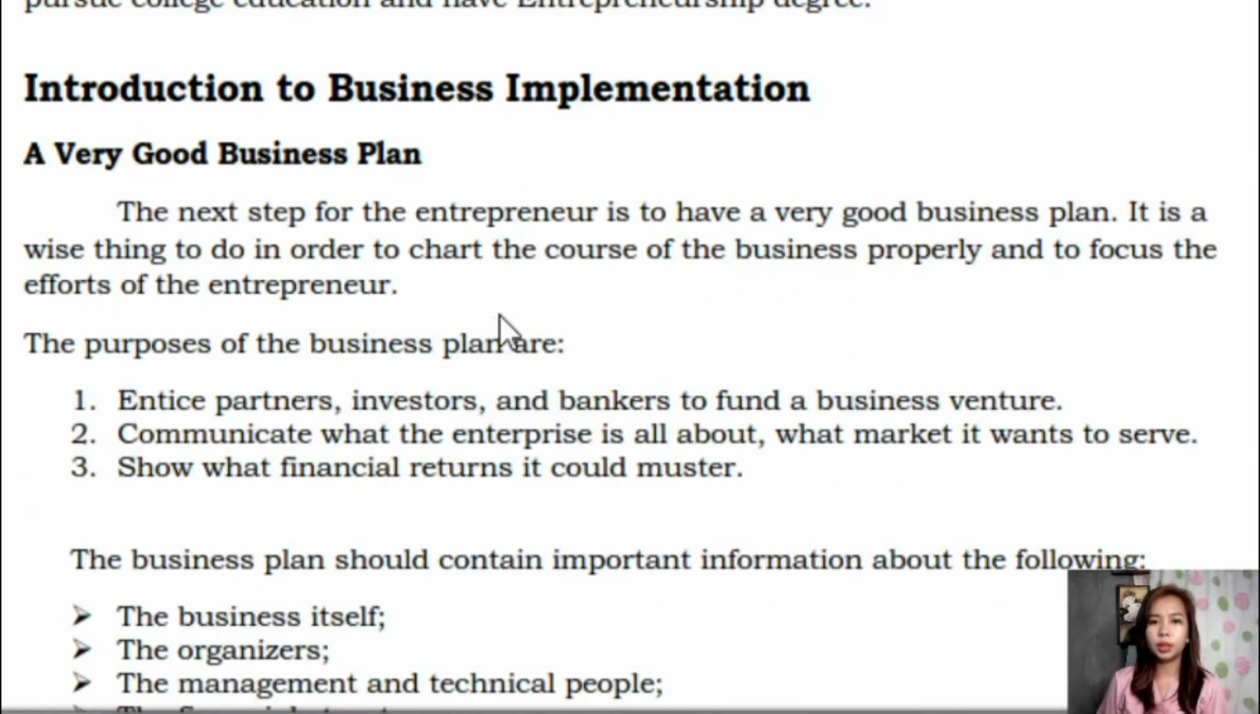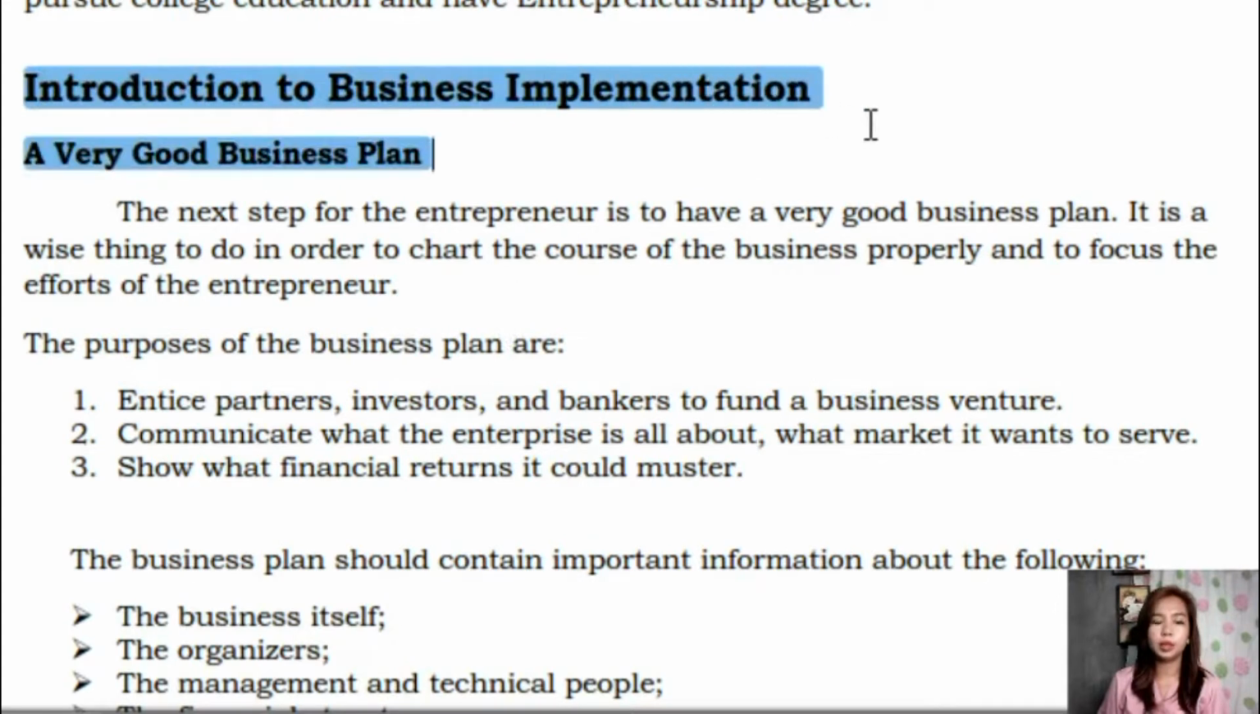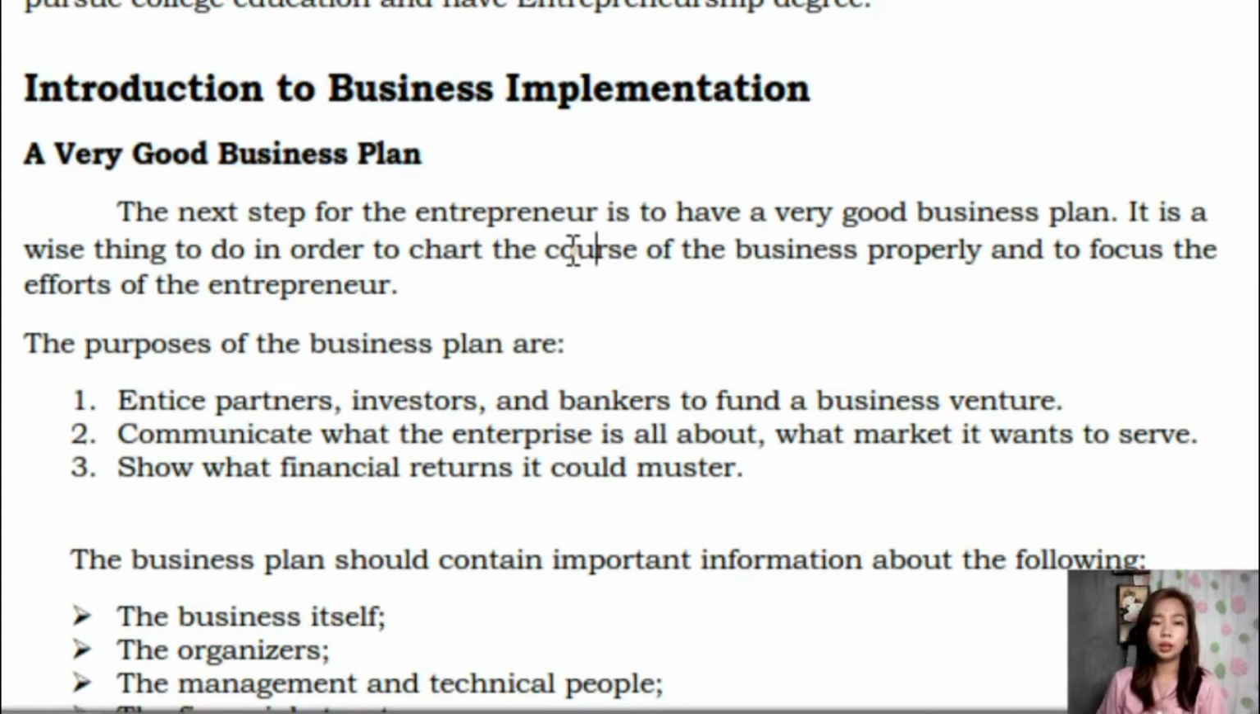Now let's go to the introduction to business implementation and a very good business plan. Last quarter, you submitted to me your business plan per group. Based on what I checked, I saw the effort of each member of every group. I would like to commend everyone because your output was good. Even with your difficult situation, I saw the effort of each member and each group in finishing your business plan.